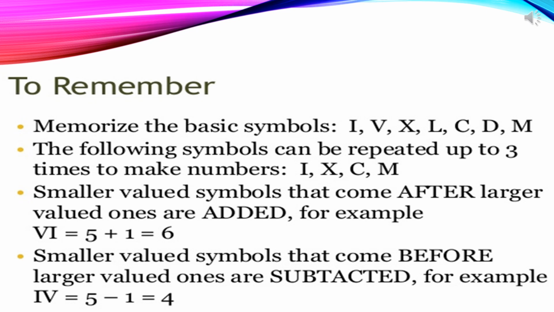Third, smaller value symbols that come after larger value ones are added. For example, VI is equal to 5 plus 1 is equal to 6. Fourth, smaller value symbols that come before larger value ones are subtracted. For example, IV is equal to 5 minus 1 is equal to 4.